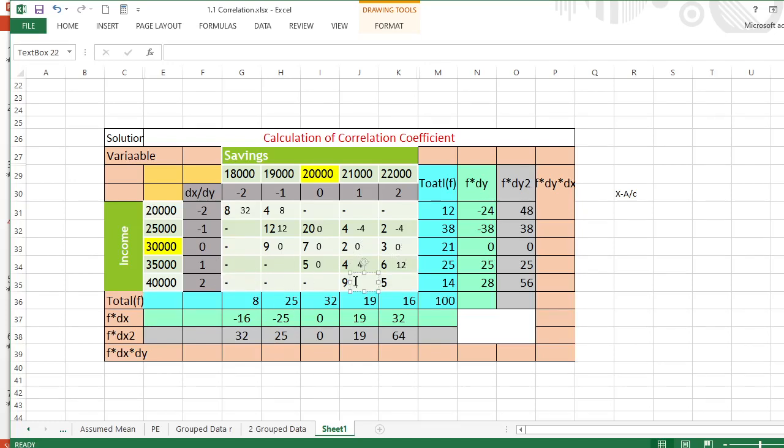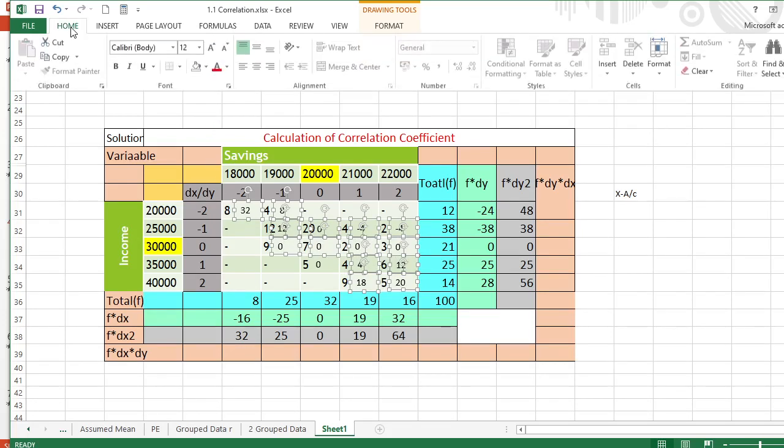And here 9 into 1 into 2, so 8. Here 5 into 2 into 2, it's 20. I hope you understood the calculation of f into dx into dy. So here we need to calculate this f dx dy for all the cells which have a frequency.